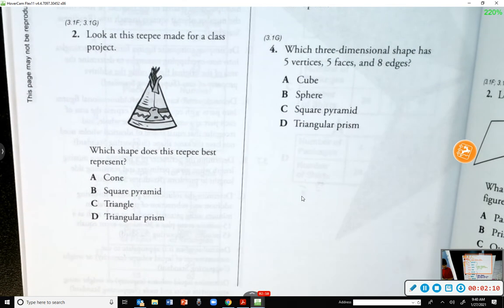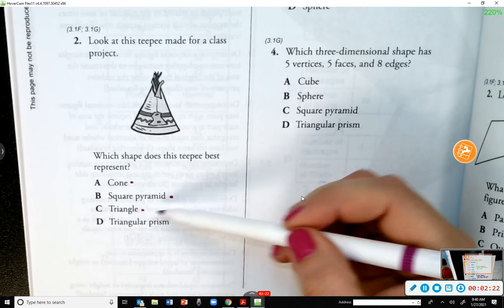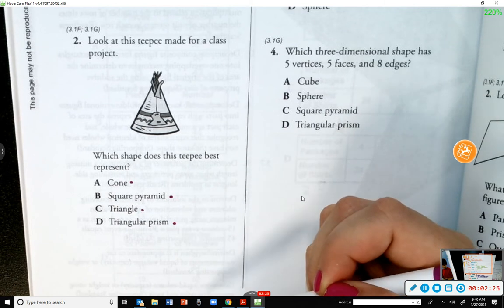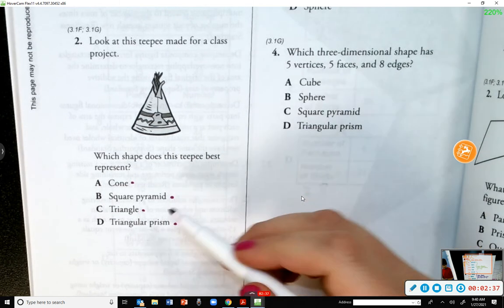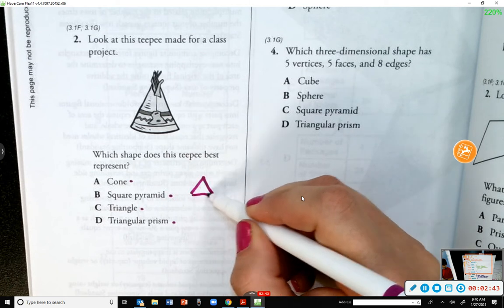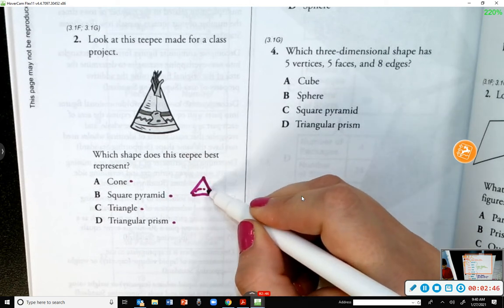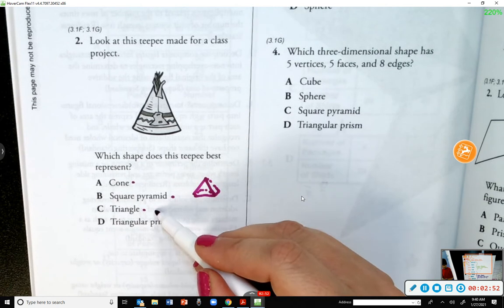Okay, number 2, look at this TP made for a class project. Which shape does this TP best represent? We have a cone, a square pyramid, a triangle, a triangular prism. Which ones do we know are obviously wrong? Javea? B, C, and D? Okay, so all of them but A. A square pyramid would look like a triangle face, but the base is going to be a square. The triangle, that's just going to be 2D, that's not 3D.